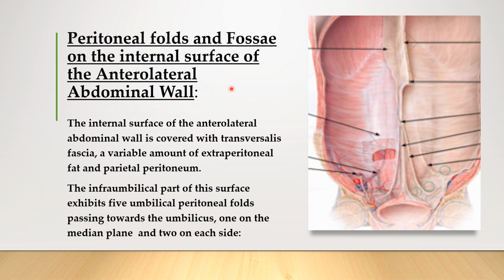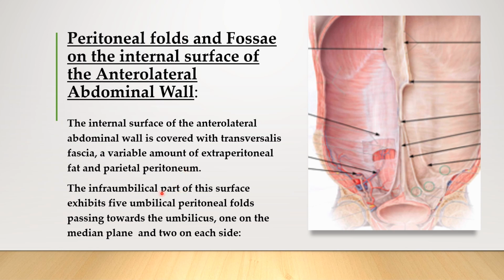So the internal surface of the anterolateral abdominal wall is covered with fascia transversalis, a variable amount of extraperitoneal fat and parietal peritoneum. So the infraumbilical part is the part of the posterior surface of the anterolateral abdominal wall below the umbilicus.